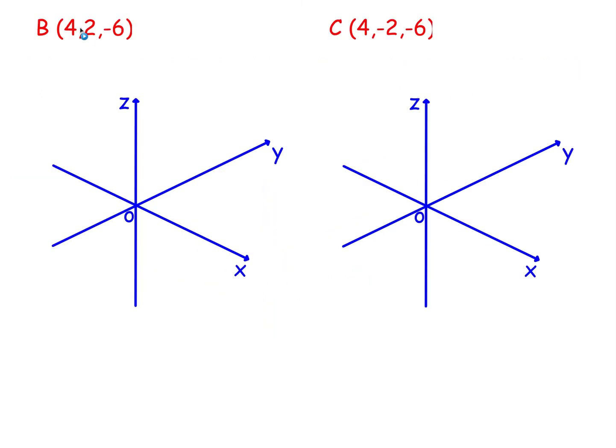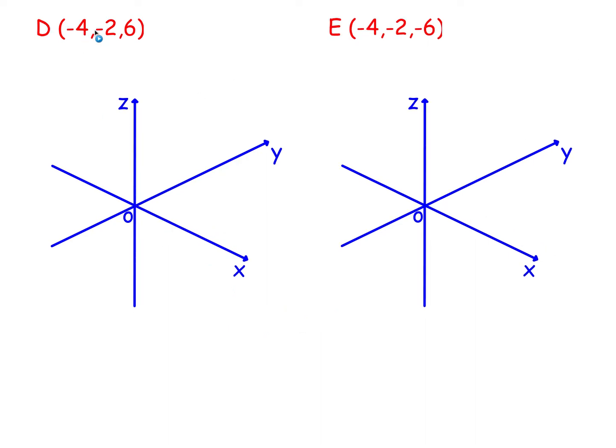Another example here is 4, 2, negative 6. So that would be 4 on the x, 2 on the y, and here negative 6 on the z means 6 down. Or here's negative 4, negative 2, 6. So that's negative 4 on the x, negative 2 on the y, and 6 on the z, and so on. That was in the last video.